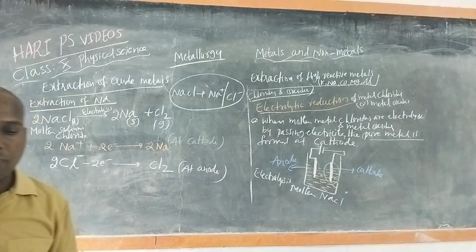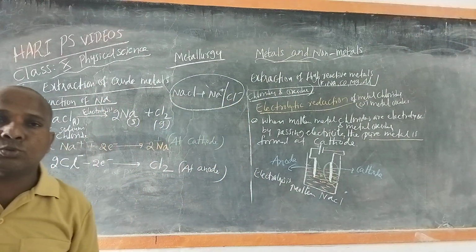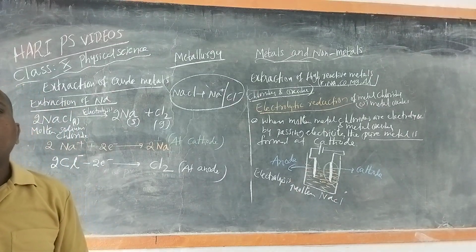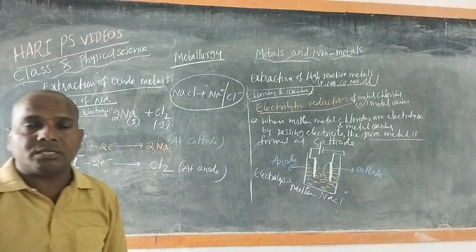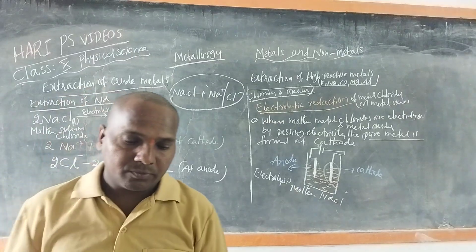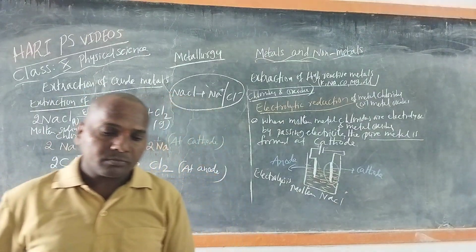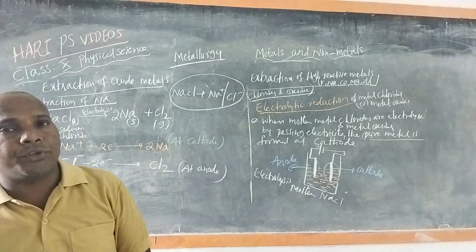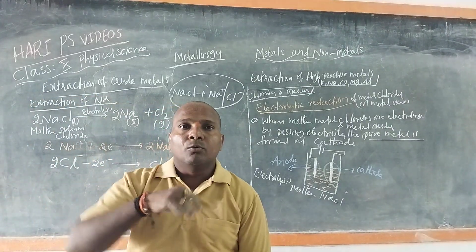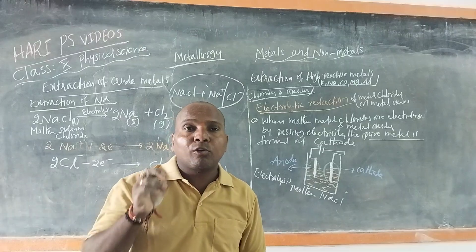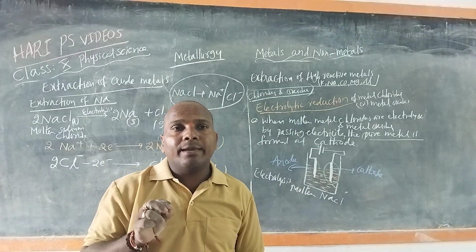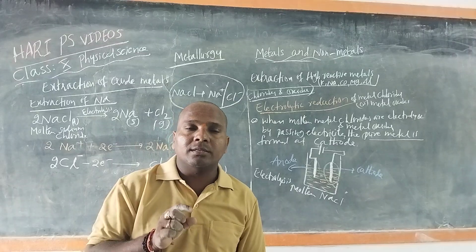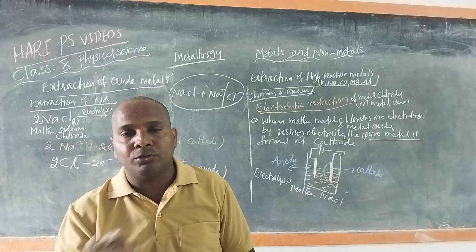So chlorine gas is formed at the anode, the positive electrode. Sodium metal is formed at the cathode, which is the negative electrode. For this extraction of sodium from sodium chloride, we cannot use the aqueous solution. Aqueous solution of sodium chloride is also known as brine.